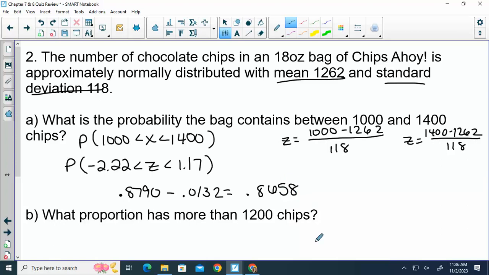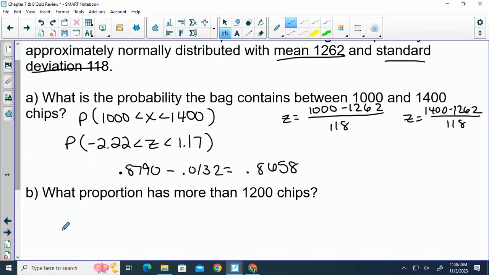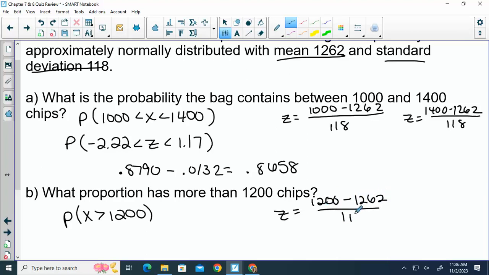Is that okay? So if I want to know what proportion has more than 1,200 chips, what am I finding? Probably x is greater than 1,200. So we need our z, value minus the mean divided by standard deviation. So that's probably z is greater than negative 0.53.